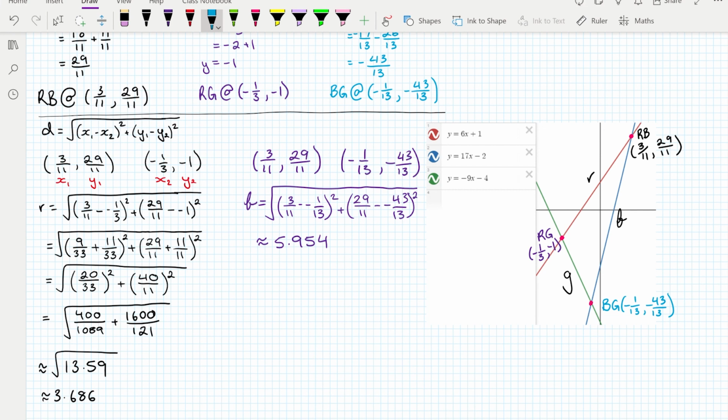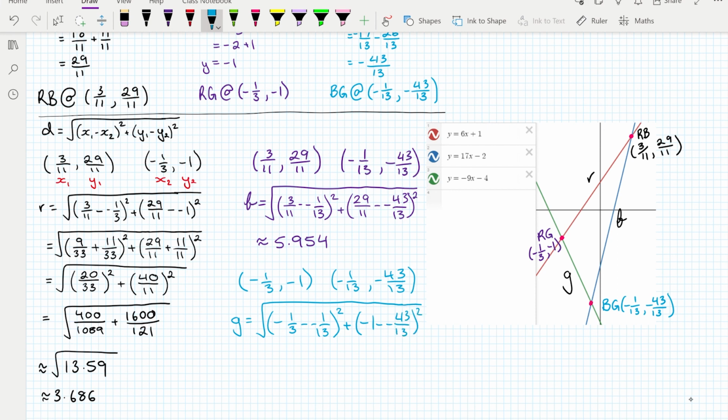Okay, and final calculation for our green line. So our coordinates on the green line are negative 1 over 3 and negative 1, and negative 1 over 13, negative 43 over 13. Okay, so the distance on G is equal to the square root of negative 1 over 3 minus negative 1 over 13 squared plus negative 1 minus negative 43 over 13, also squared. And then that is going to be equal to, again, remember this time we're going to make it squiggly equal signs to show that it's approximate.